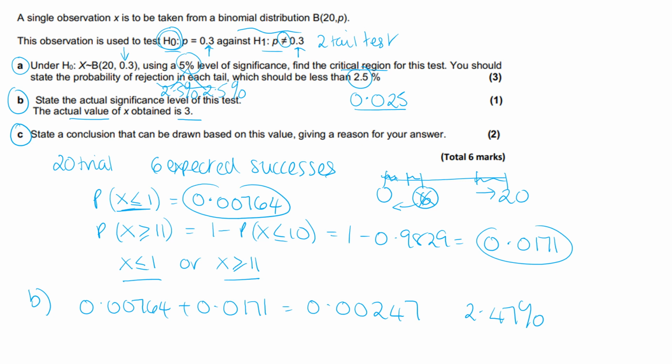So as 3 is still in the region where we would still be accepting H0, we can say that there's insufficient evidence at the 5% level that P is not 0.3, and we would be accepting the null hypothesis.